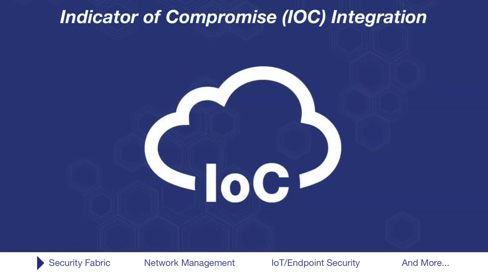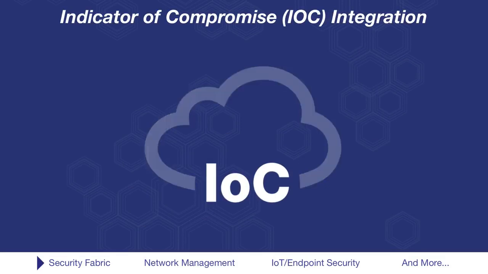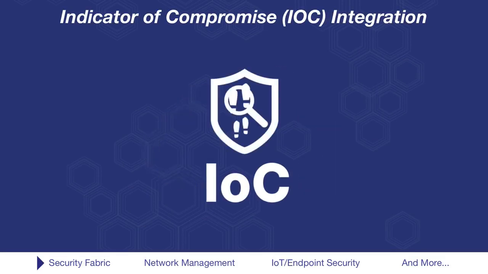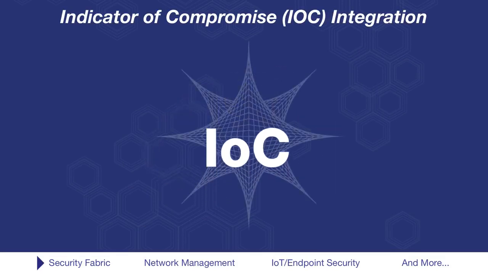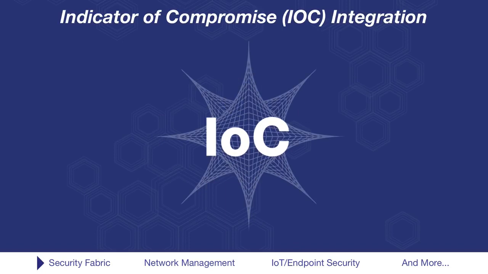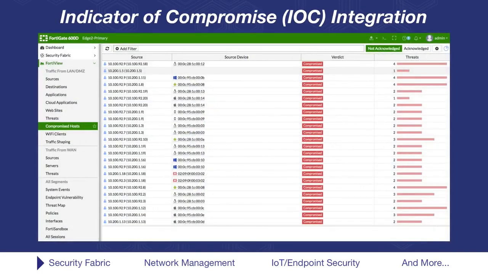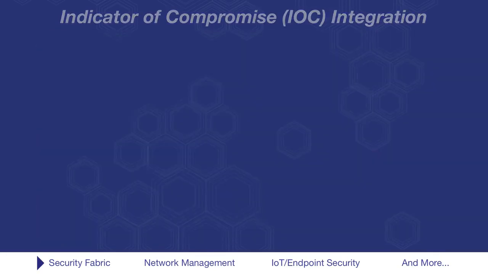Previously only available in FortiCloud, the Indicators of Compromise, or IOC service, has now been integrated into the Security Fabric. Data about compromised hosts detected by any Security Fabric FortiGate and collected by your FortiAnalyzer is now visible in FortiView, allowing you to oversee hostile activity and proactively quarantine affected hosts.